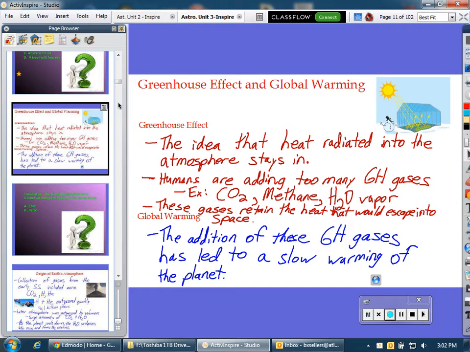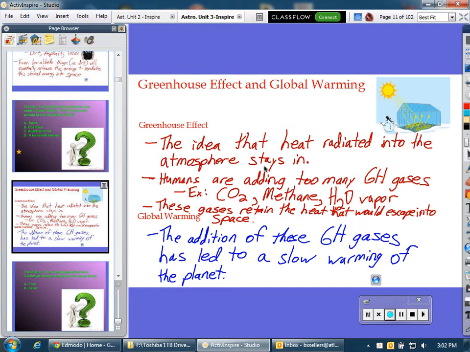We've got another couple things to talk about, but let's talk about the greenhouse effect and global warming. The greenhouse effect and global warming are things that are often mixed together, and obviously they do go together, but they're not well understood by most people. The greenhouse effect is the idea that heat that gets radiated into the atmosphere stays in, right?